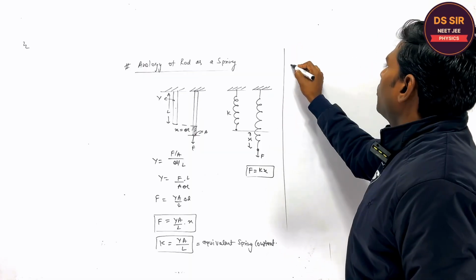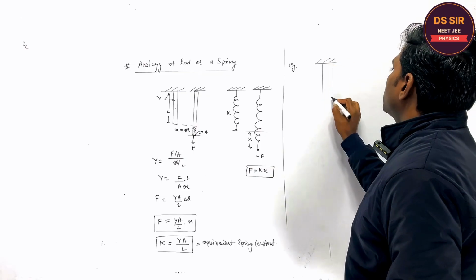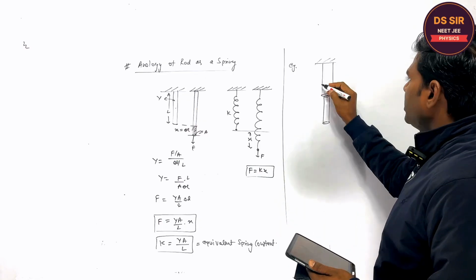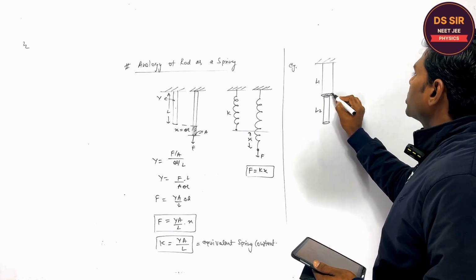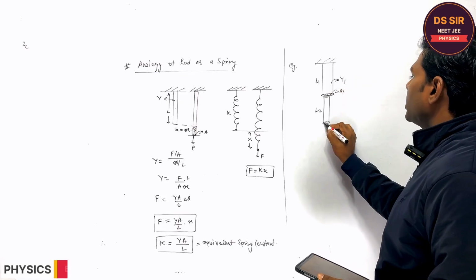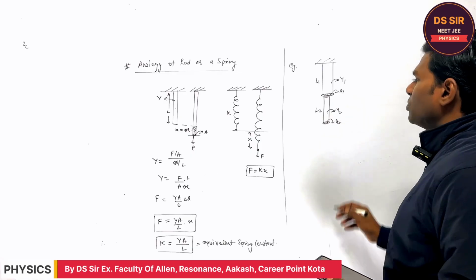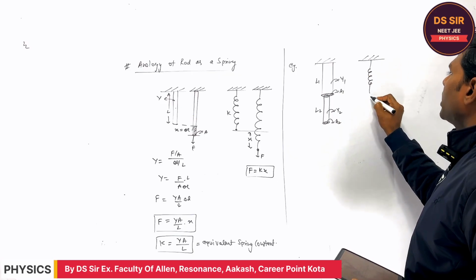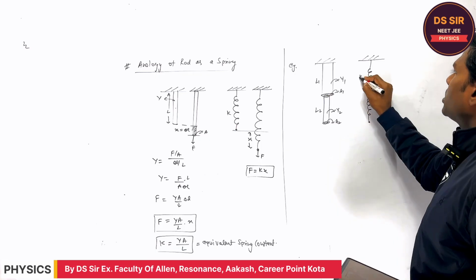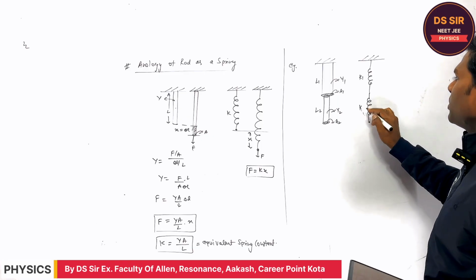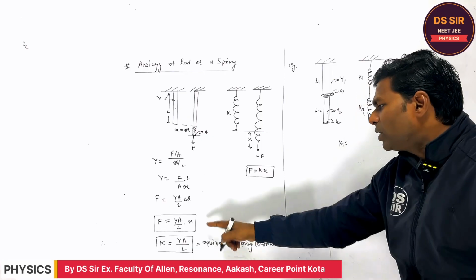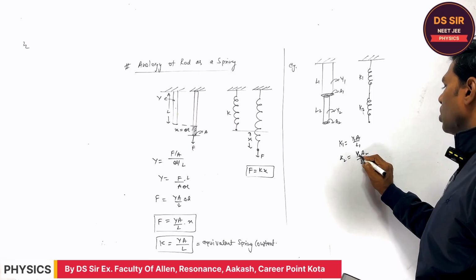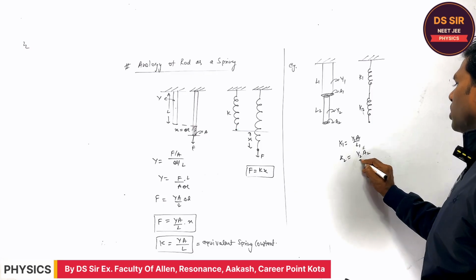For example, if there are two rods, this is one rod and the other rod is attached end to end in this way. Its length is L1, the area of cross section is A1, the Young's modulus is Y1; the second has length L2, area of cross section A2, Young's modulus Y2. So you may consider that there are two springs connected in series, with spring constants K1 and K2. K1 is Y1 A1 upon L1, and K2 is Y2 A2 upon L2.